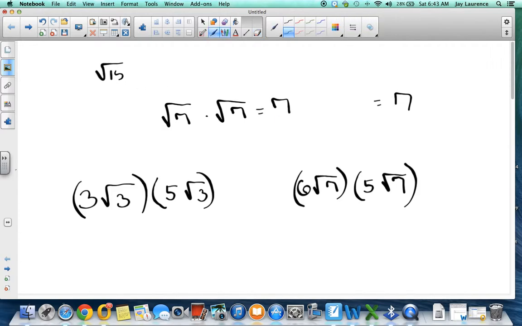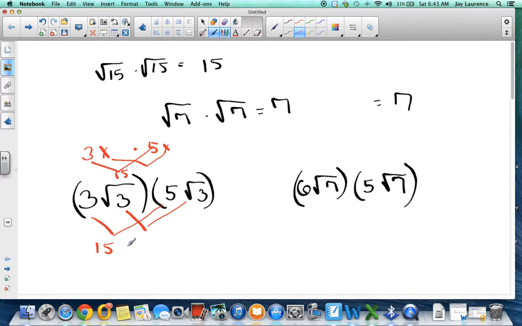Hey, what's rad 15 times rad 15? Well, of course, it's 15, right? Okay, now I'm going to use this idea as I come down here to multiply. Remember, doing a problem like 3 rad 3 times 5 rad 3 is a lot like multiplying 3x times 5x. I'm going to multiply coefficients and get 15. Now I'm going to multiply x times x. So 3 times 5 is 15. Rad 3 times rad 3, from what we just learned up above, is 3. So my answer is 45, because 3 times 15.